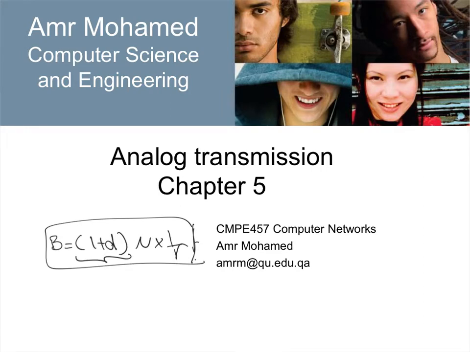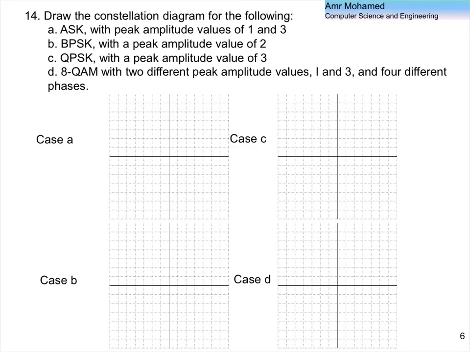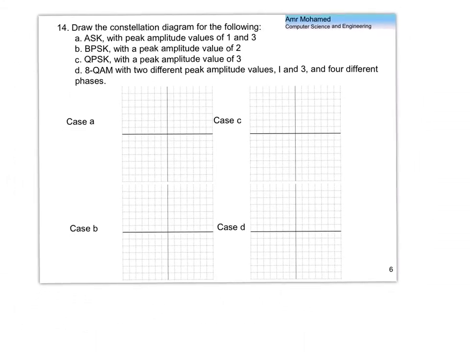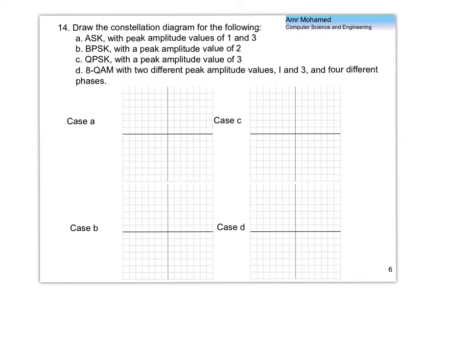Okay? Here, of course, we discussed the issue of analog modulation: ASK, amplitude shift keying, PSK or phase shift keying, and frequency shift keying or FSK. Right? We also talked about the QAM modulation. So here we talk about the constellation diagram. This example talks about the constellation diagram in four cases. For the first case, we need to draw the constellation diagram for amplitude shift keying.